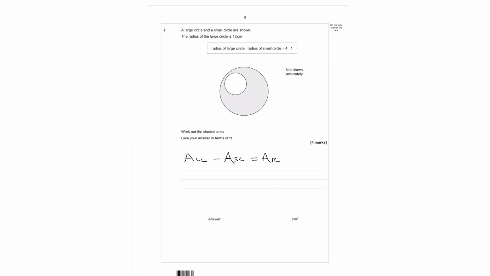So we're told that the radius of the large circle is 12 centimeters. So the area of the large circle, the area of a circle is pi r squared, isn't it? So it's going to be pi times 12 squared. And I'll just put that in brackets to make it clear that we square the radius first before multiplying by pi. So this is going to be equal to 144 pi.